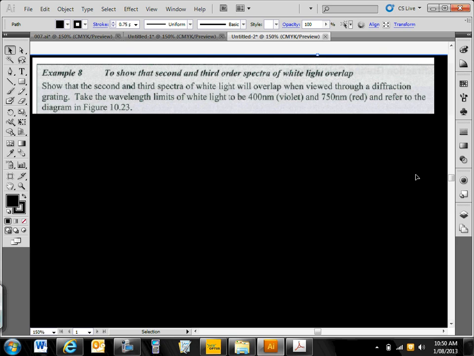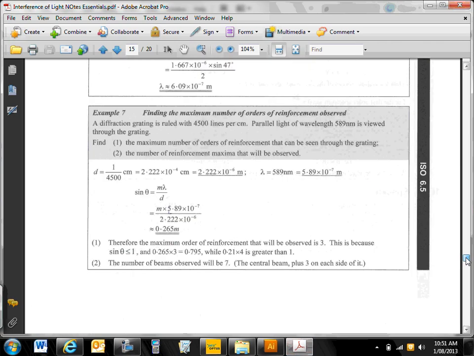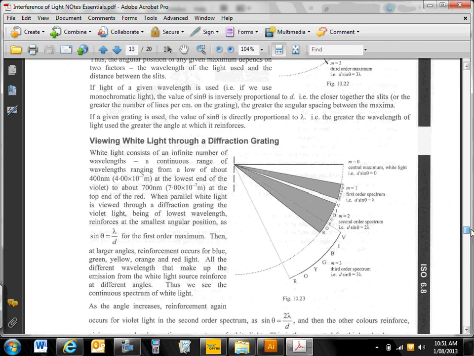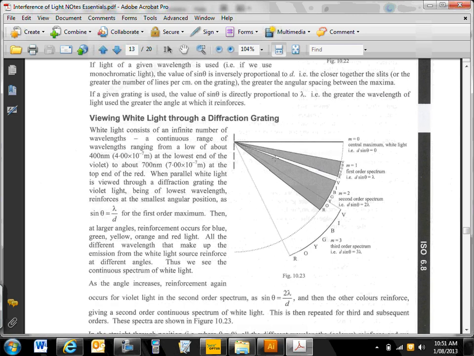Show that the second and third order spectra of white light will overlap when viewed through a diffraction grating. Take the wavelength limits of white light to be 400 nanometers and 750 nanometers and refer to the diagram in 10.23, which would be this one here. Have a look: second order spectrum and third order spectrum. How do you show mathematically that they do overlap?